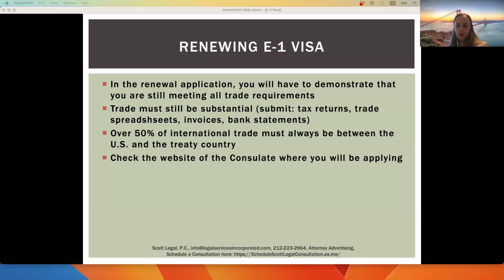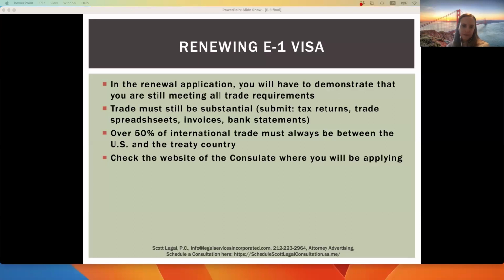So, it's basically the renewal application. You have to meet the same requirements as for the initial application. You still have to show that there is an ongoing trade, that the trade is substantial, and that the trade is principally with the US. The evidence you need to submit is the company's tax returns, showing the company's revenues, the trade spreadsheets outlining the trade, and then again a sample of invoices and a sample of bank statements showing incoming payments from clients and so on.